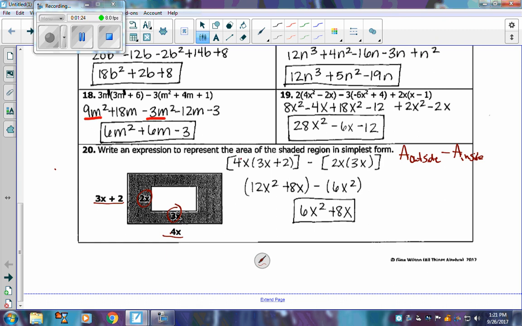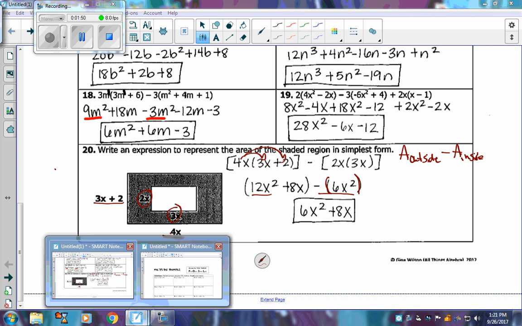So then I multiply these by distributing the 4x. 4x times 3x is 12x squared. 4x times 2 is 8x. Minus, keep this in parentheses for right now, and multiply those two together, 6x squared. So that's a negative 6x squared. Combining those like terms, positive 12 and negative 6 give me the positive 6x squared plus 8x.